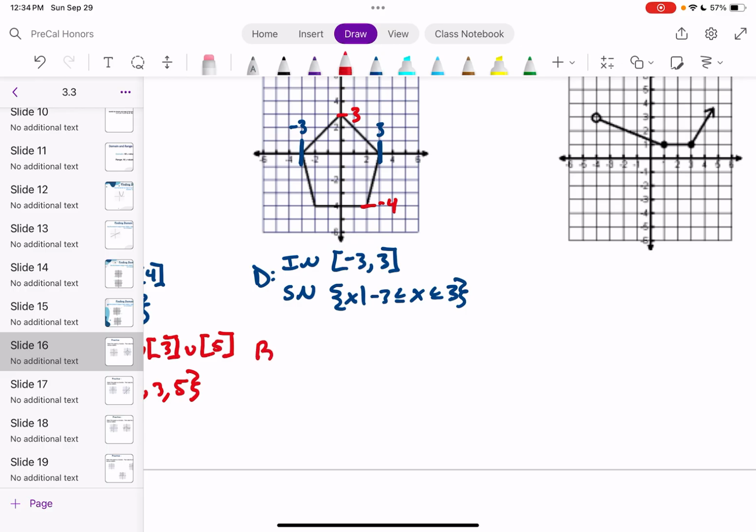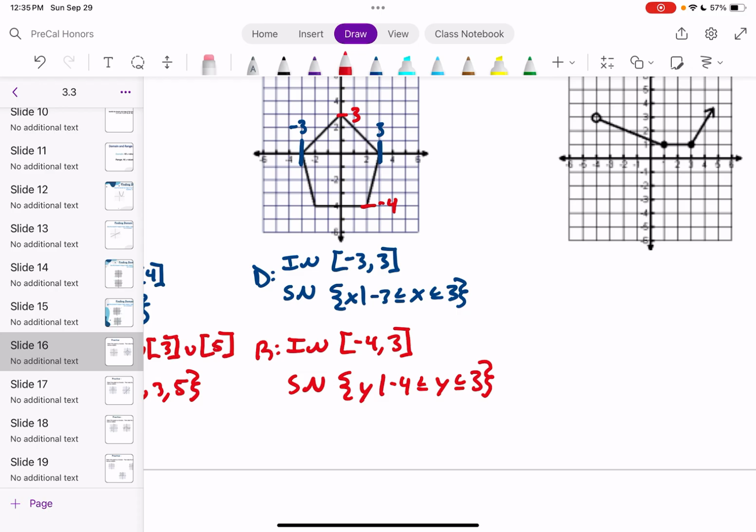For our range in interval notation, this would go from -4 to +3. In set notation, this would be y such that y would be equal to all numbers between -4 and 3. So we could write it as y such that -4 is less than or equal to y, which is less than or equal to 3. And we close off our bracket.